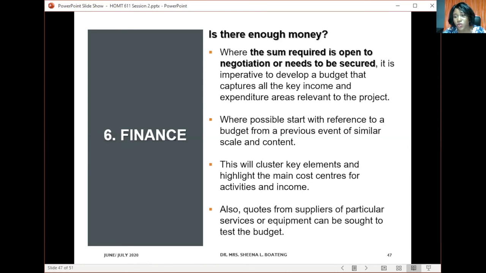Because some sponsors will tell you that, okay, I can't tell you the amount of money I'm giving you, but I need to see your budget so that I can tell you what I can do within your budget. Perhaps I can fund the whole thing, or I can tell you the part of the budget that I can take care of. So with the budget that you have done based on similar events, you can to a large extent determine the kind of logistics that will go into organizing the event. And you can cluster the key elements and highlight the main cost centers to be able to know how much resources you would need to offset these costs.